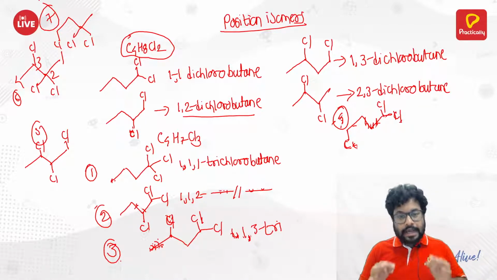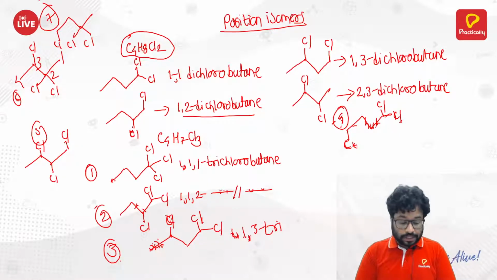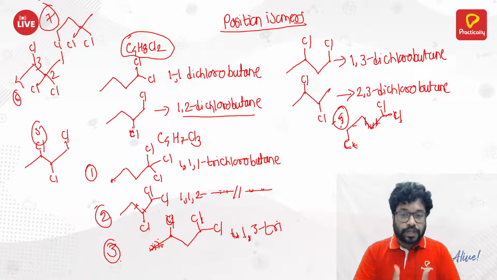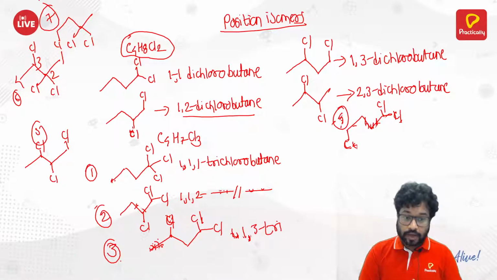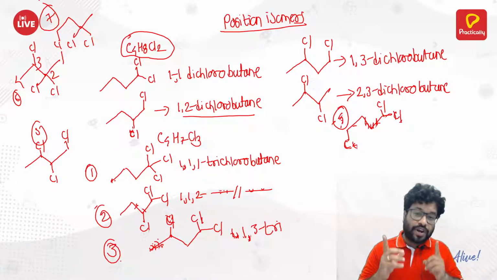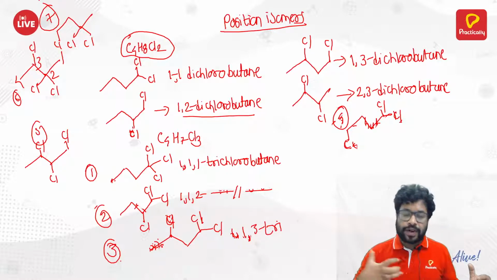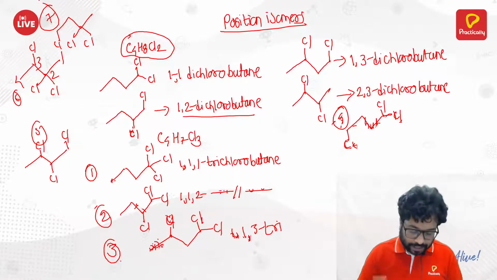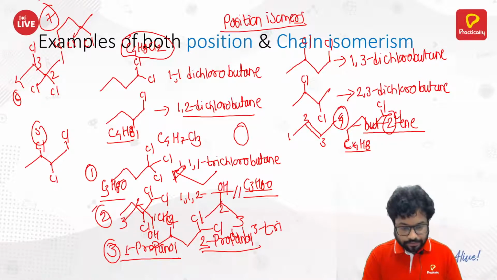Basically, as the number of carbon atoms increases, the number of position isomers shown by a given compound also increases. So that is one of the things you need to understand. As we progress ahead, you will understand more about isomerism. Okay, moving ahead with this now.